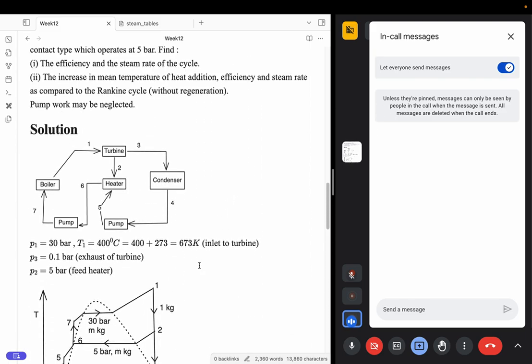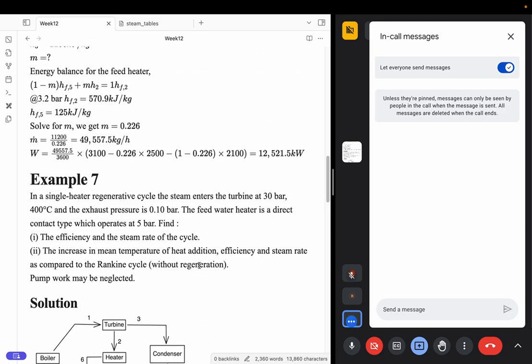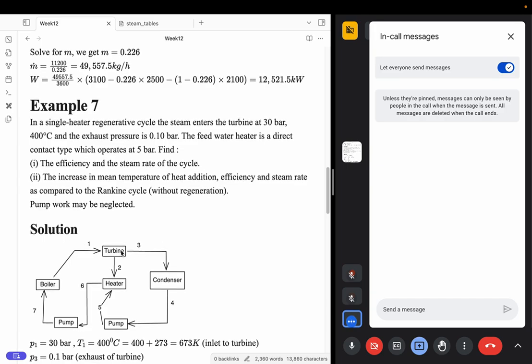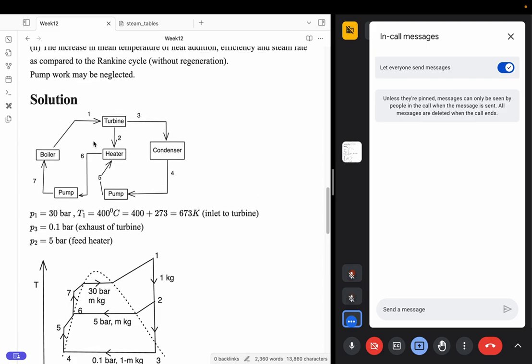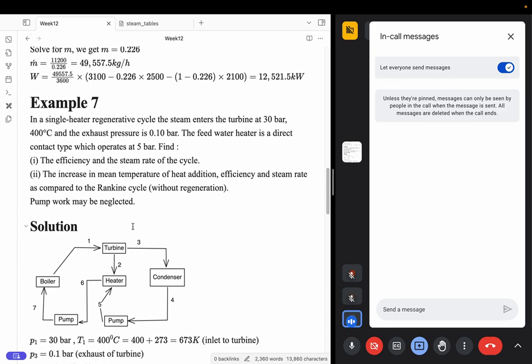So you can also see the problem. You can go through the problem. It's basically a regenerative cycle. The outlet of your turbine will actually be sent into a heater, this is your feed water heater, and the outlet of this will again go into the pump. You can see it in the process over here. This is the turbine inlet, from where a part of it will go into your heater, and the remaining part will go into your condenser. This is your condenser, this is pump 1, pump 2, and then state 1 it will go into the boiler. You are required to find the efficiency and the fraction of the total steam rate.